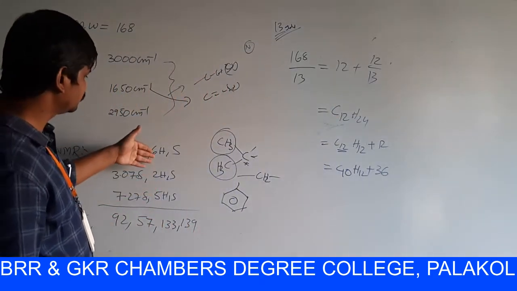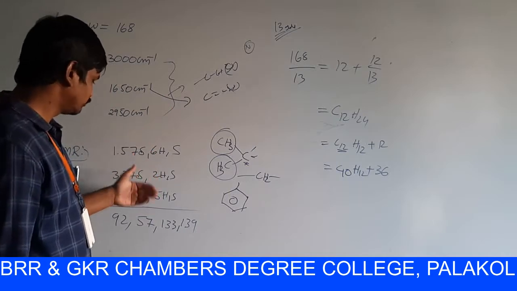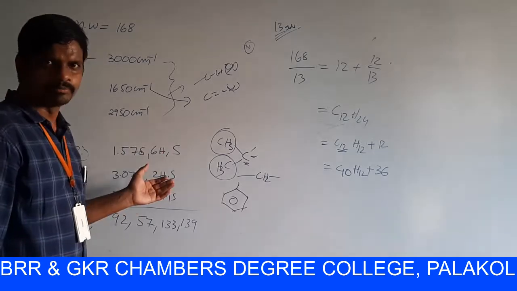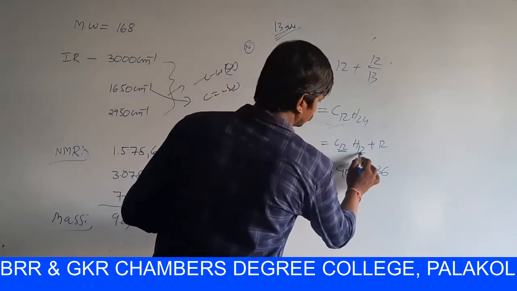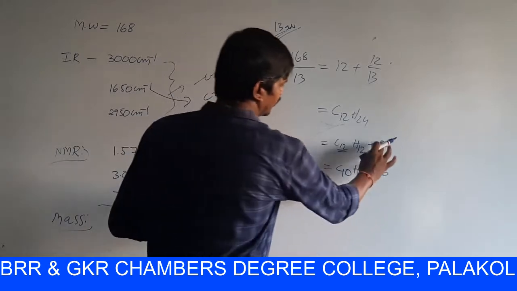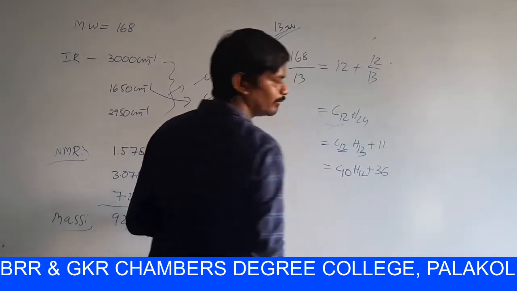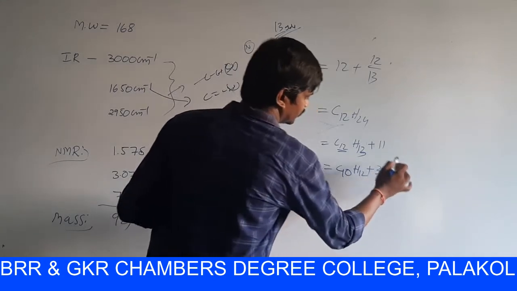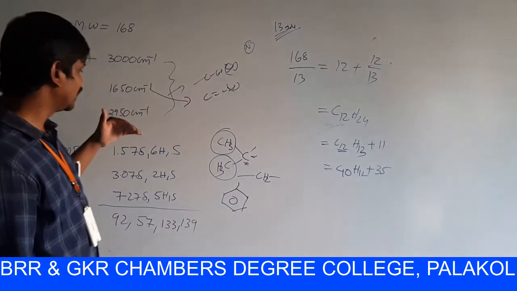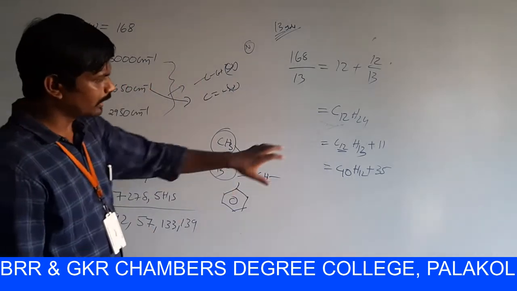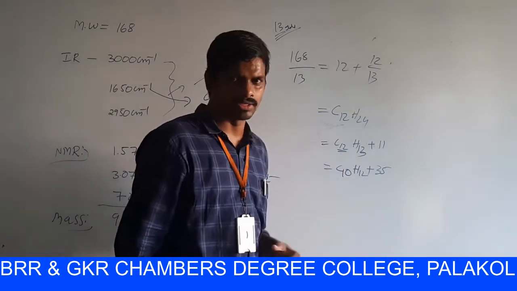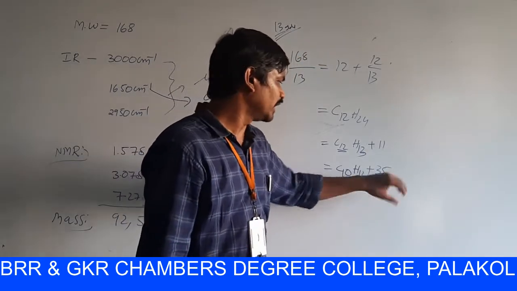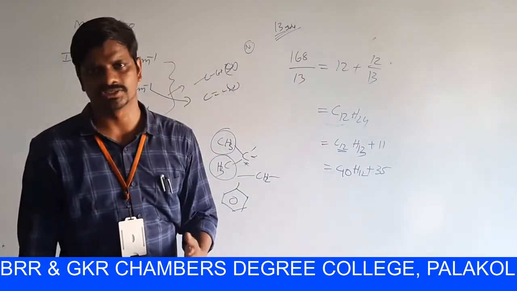Sorry, here 6 plus 2 is 8, 8 plus 5 is 13. So now the number of hydrogens is 13, and we have 11 remaining, and the final remaining molecular weight is 35. So based on the NMR data and the IR data, I am trying to write a molecular formula for molecular weight 168. So C10H12, and I have molecular weight 35 remaining.